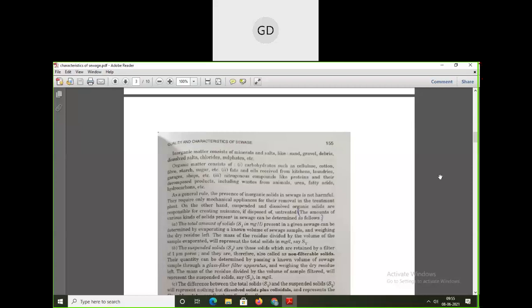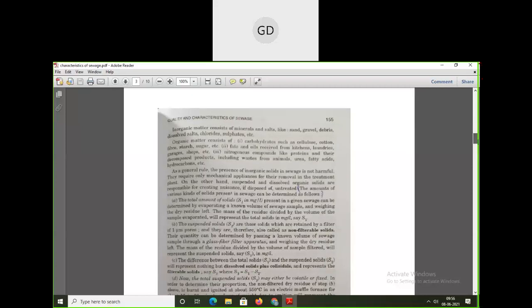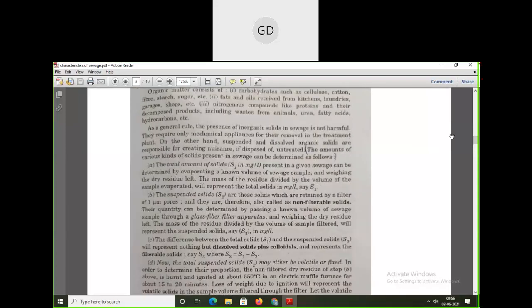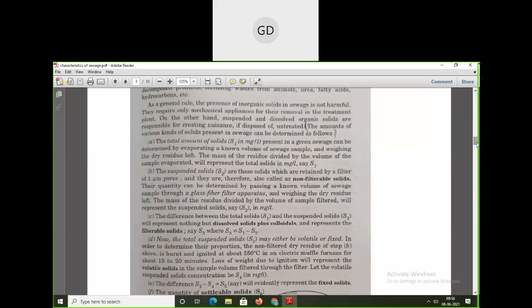So what are the organic solids? The organic solids cover about 45% of the total solids, and the remaining part, that is your 55%, is your inorganic solids. Clear? So you see what inorganic solids are.